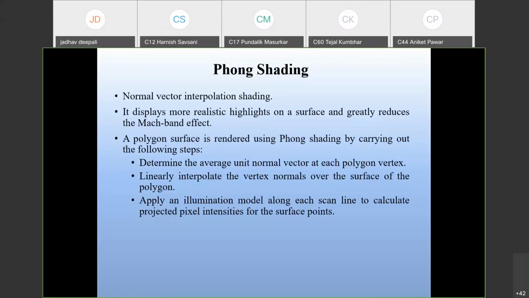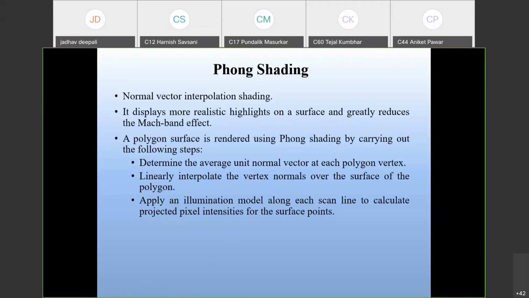Why? If such abnormal shapes are there, then it is very difficult to find the intensity at those vertices. So to avoid this, Phong shading is used. A polygon surface is rendered using Phong shading by carrying out these steps. Determine the average unit normal vector at each polygon vertex. So considering the polygons which are common for that vertex, accordingly find the unit normal vector.